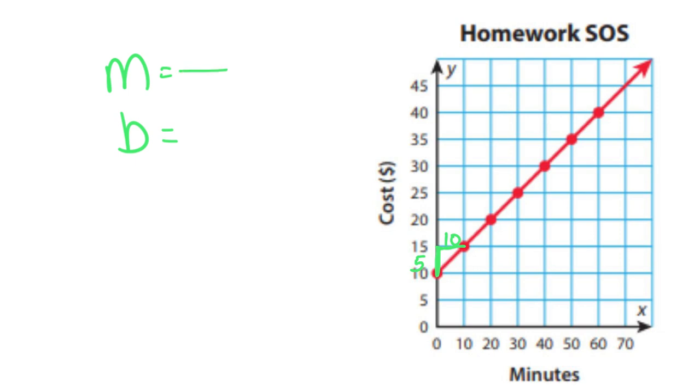So my slope would be 5 over 10. But that reduces to a half. So I'm going to leave it as a half. Or if you like decimals, you can leave it as 0.5. Either one is okay. And then the B, again, is that place where it crosses the y-axis. So if I'm looking at this, it's touching the y-axis right there at that point. That point is 10.